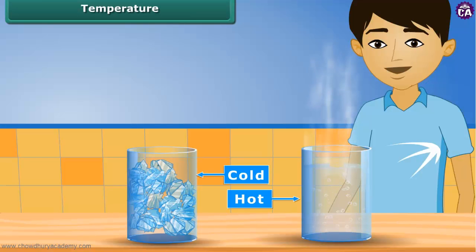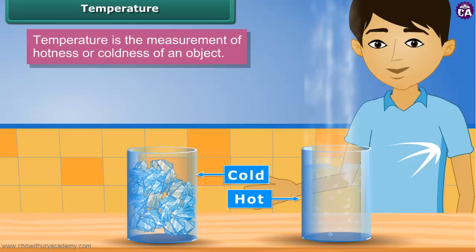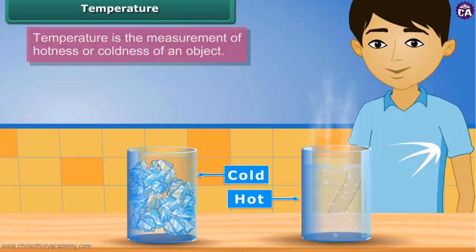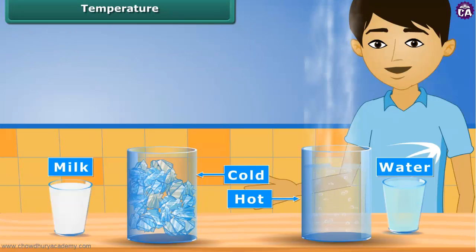Now we will learn the concept of temperature. Temperature is the measurement of hotness or coldness of an object. We say that water from fridge is cold and milk is hot. How much cold is water? Is it cooler than ice? How much hot is milk? Is it hotter than boiling water? Obviously, for this we need a measure to know about coldness and hotness of our body.